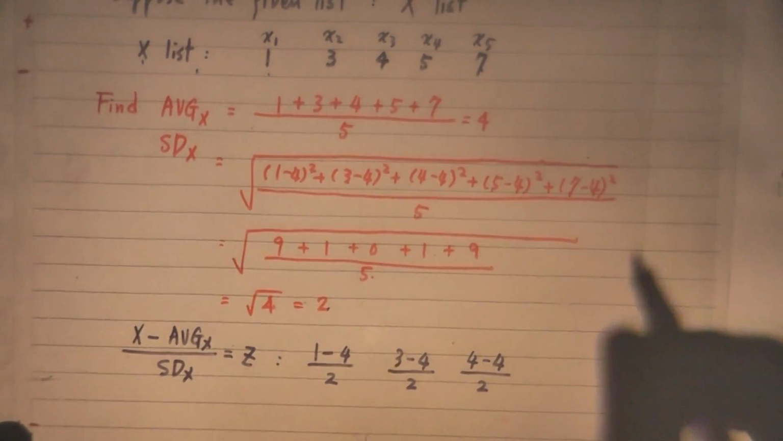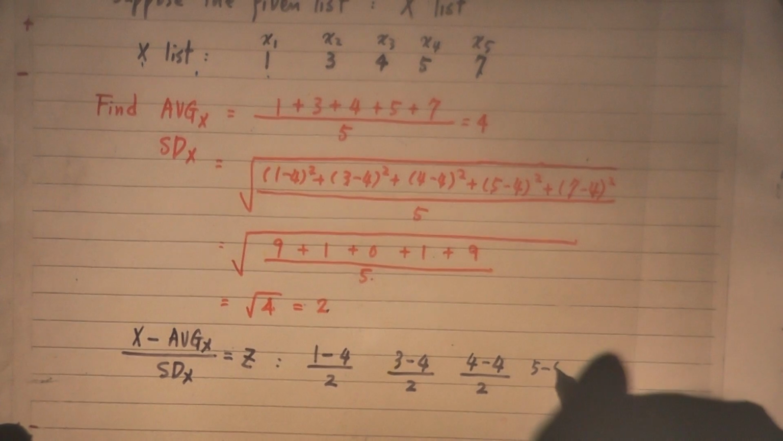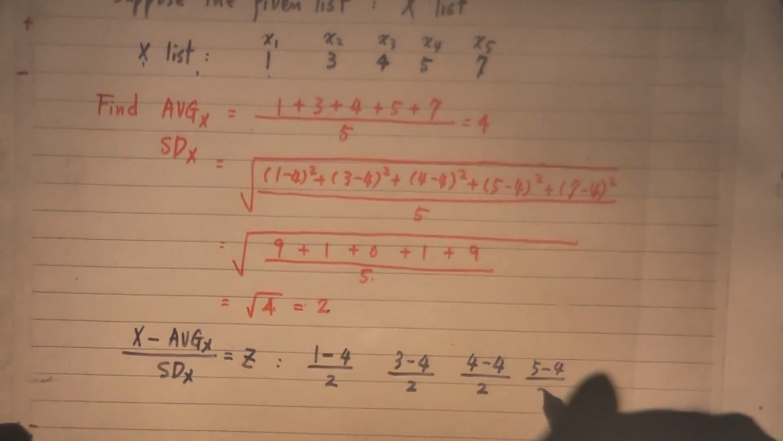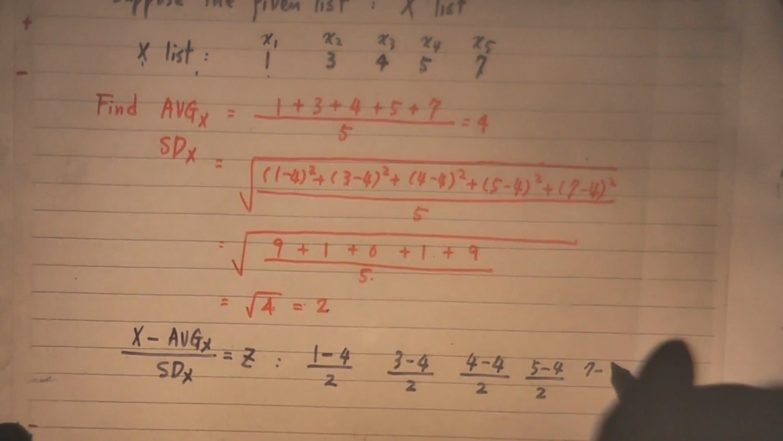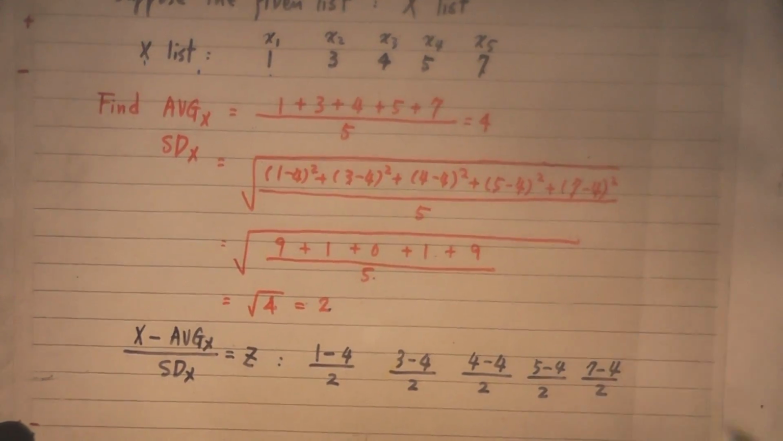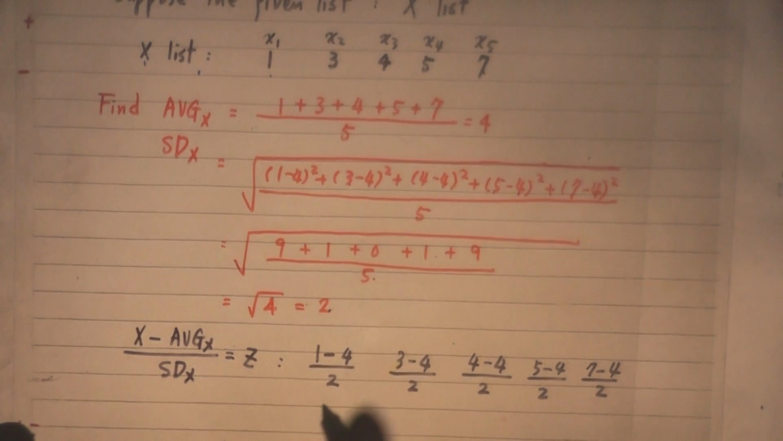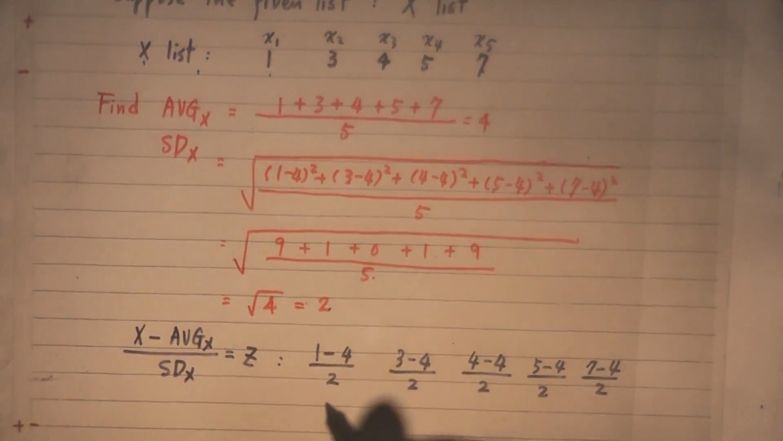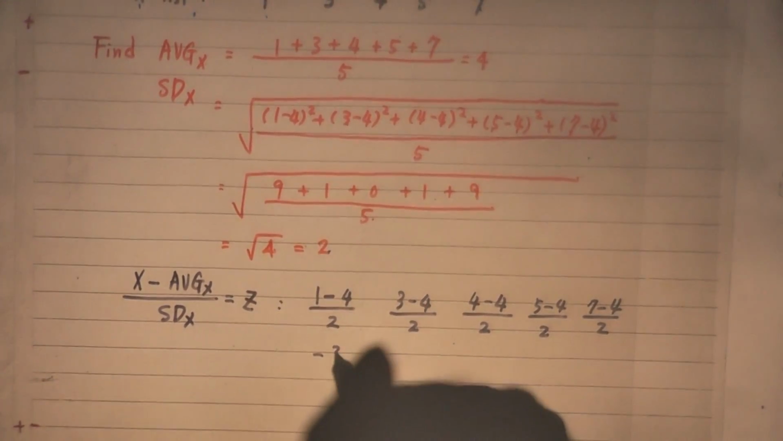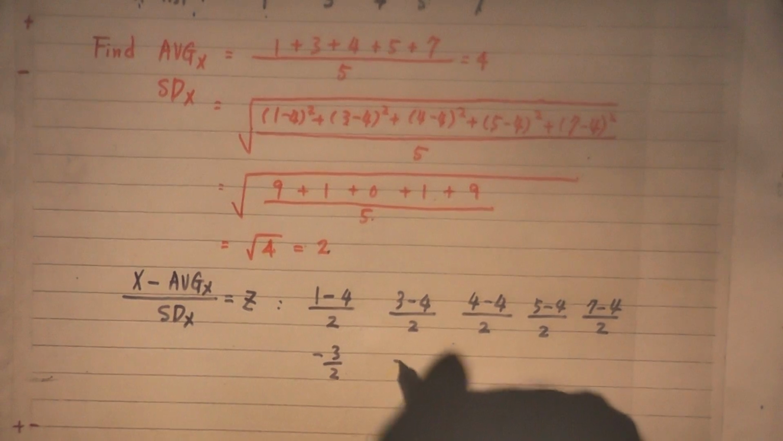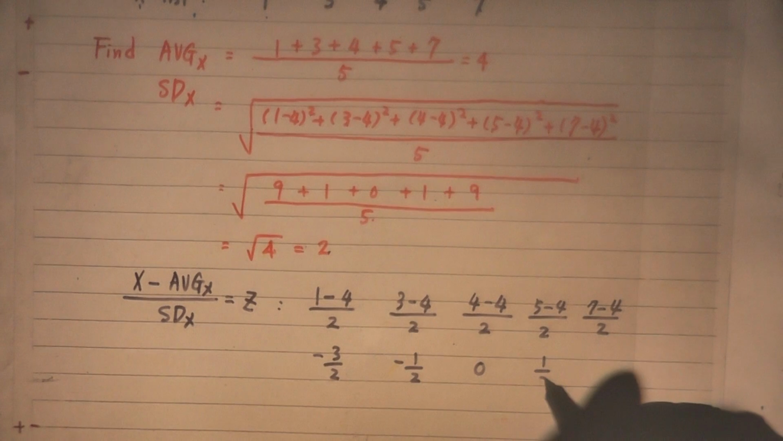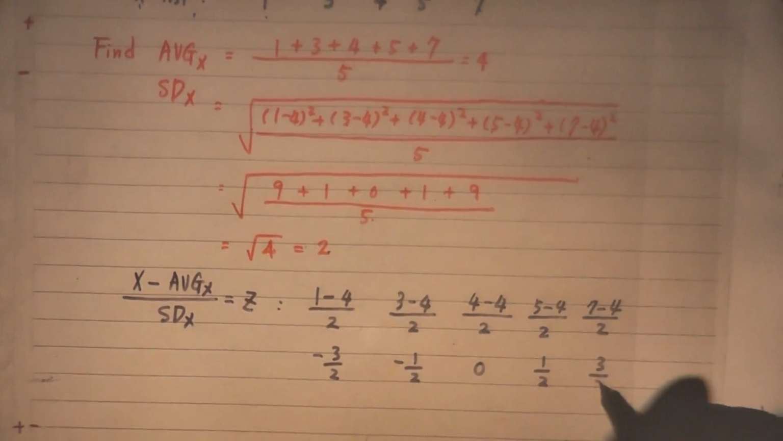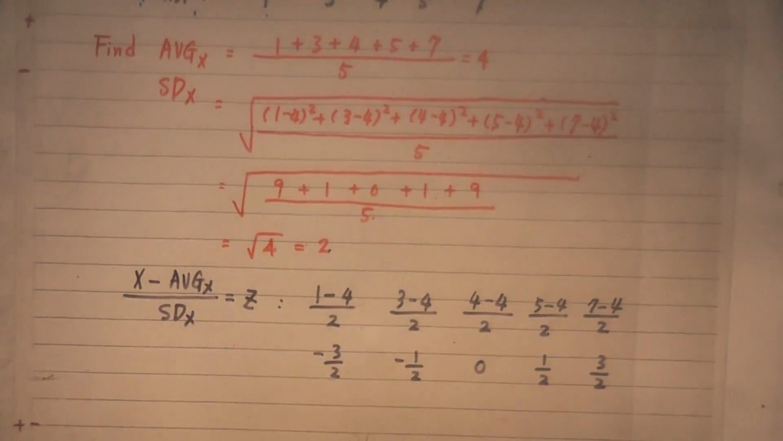And next number, 5. 5 minus 4 divided by 2. And next one, 7 minus 4 divided by 2. So the resulting scores are minus 3 over 2, minus 1 over 2, 0, 1 over 2, and 3 over 2. So far so good?